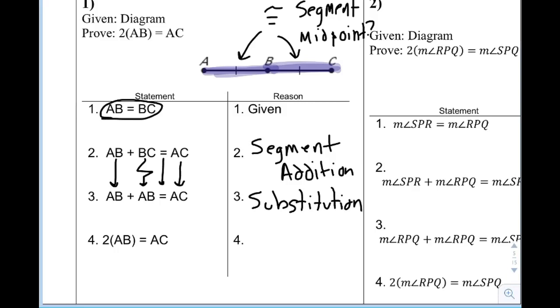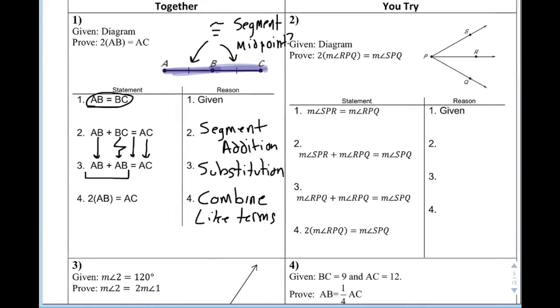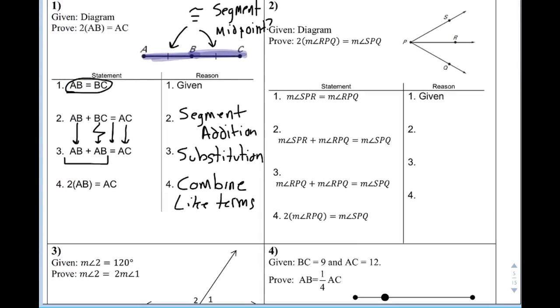Finally, the very last thing that we did, and this is a property from algebra, that when you have AB and AB, when you have two of the same thing, you can combine like terms. So this is combine like terms. All right, I'd like you to try and pause the video and do this question on the right. Very similar, though it uses angles this time instead of segments. See if you can do number 2. Pause the video now.